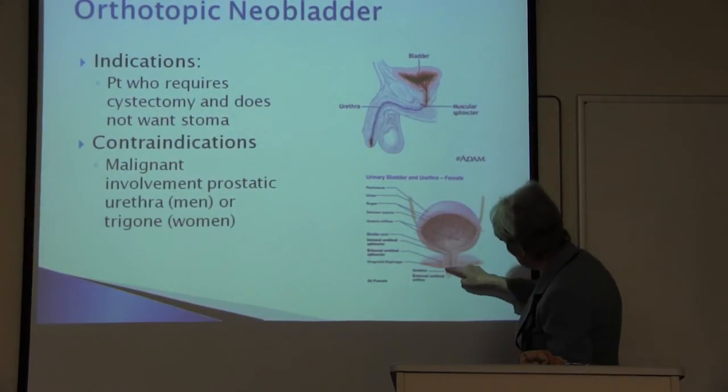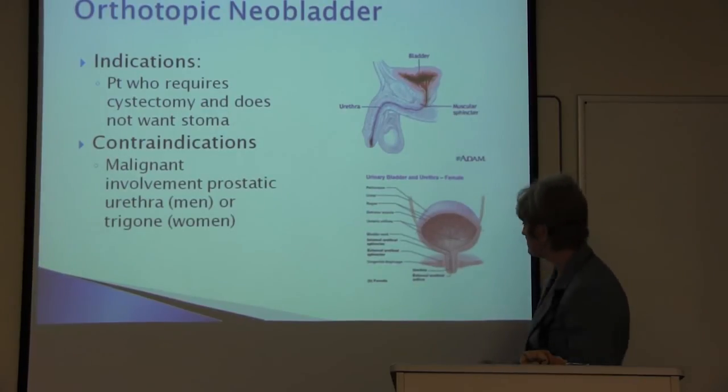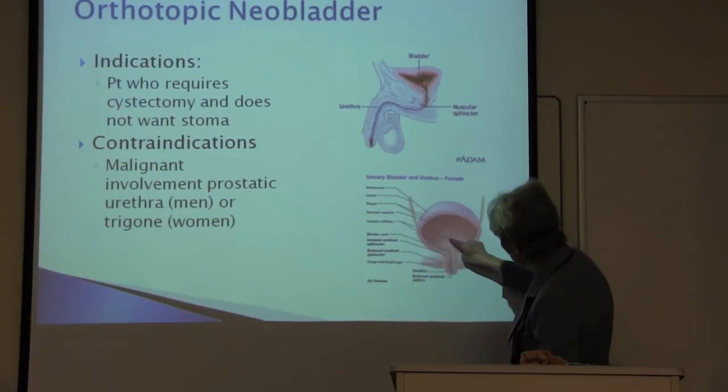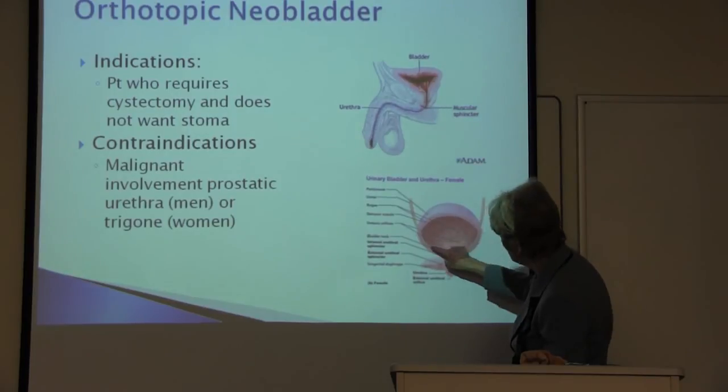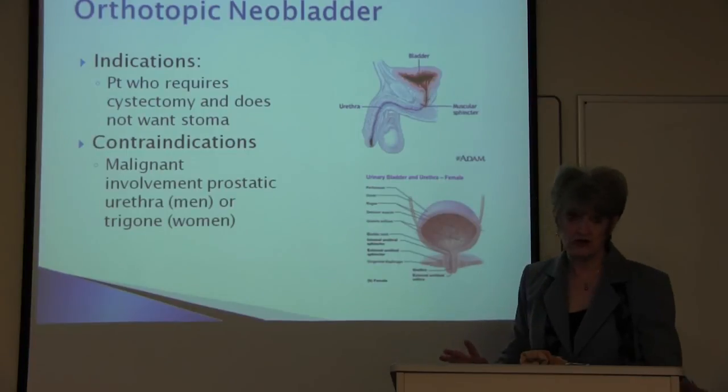In women, you have a much shorter urethra. You need all of your continence elements. So if the tumor involves the distal portion of the bladder, the trigone, or the bladder neck, usually they would not do it in a woman.